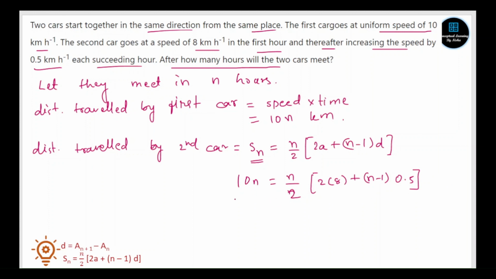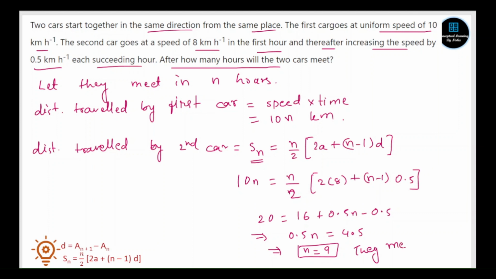So what I'll get? I'll take the 2 to the other side and n gets cancelled out. So 20 equals 16 plus 0.5n minus 0.5. Now on simplifying this, what do I get? 0.5n equals 4.5, and then n equals 9. So both cars meet in 9 hours. Right? Understood this question?